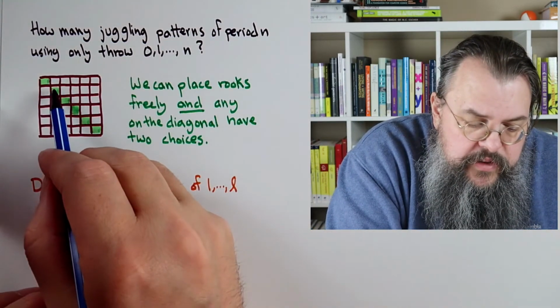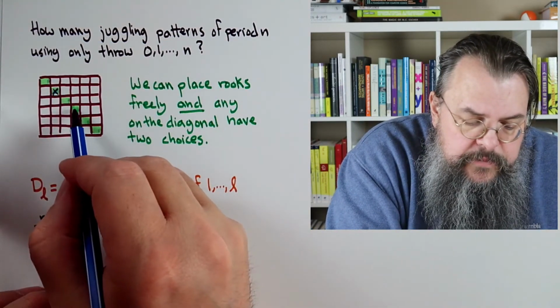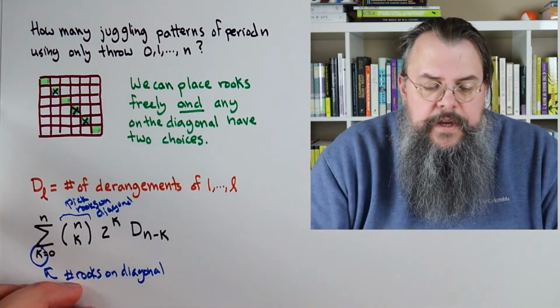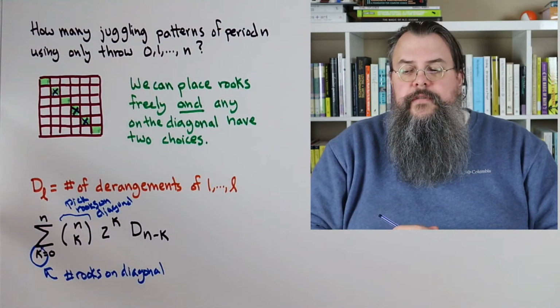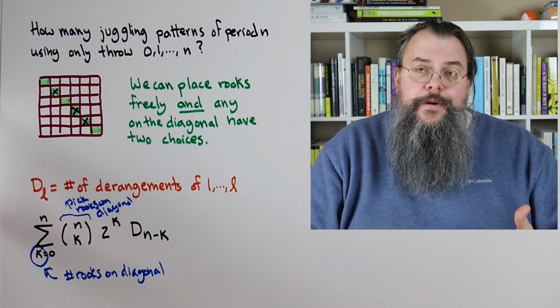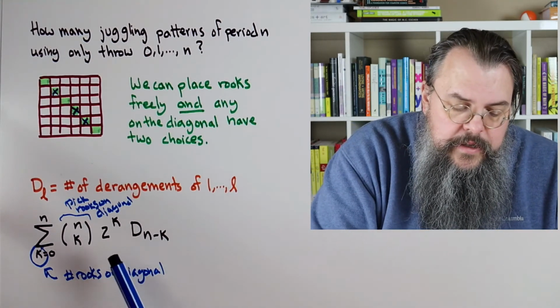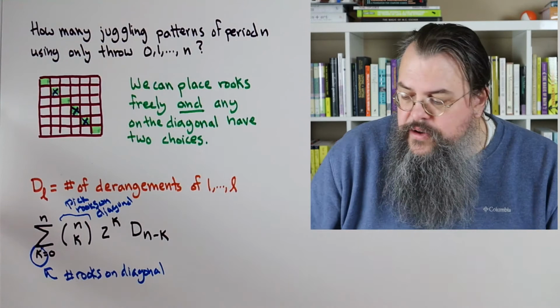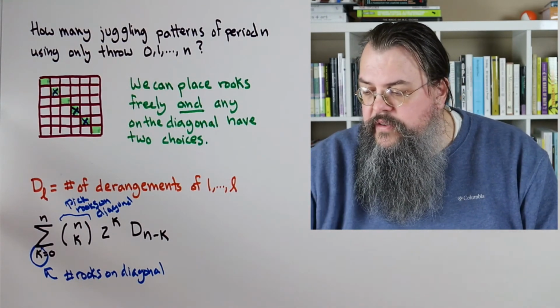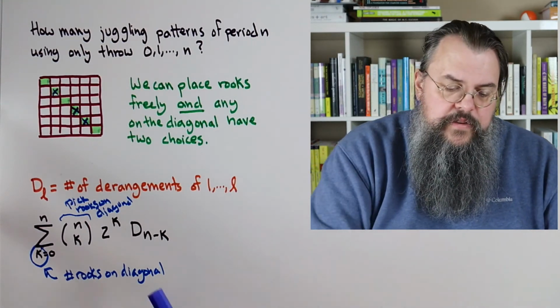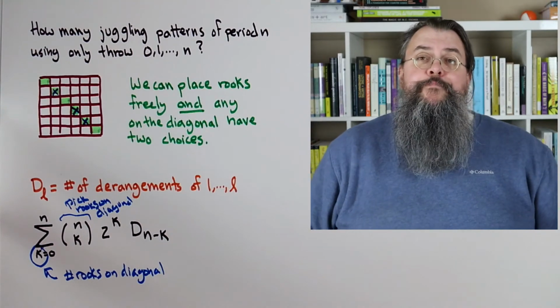So we put our rooks down. So maybe we have 3 rooks. There we go. There are those 3 rooks. Now, what comes next? Well, we'll come back to this 2 to the k term. And I want to focus instead on this d sub n minus k.